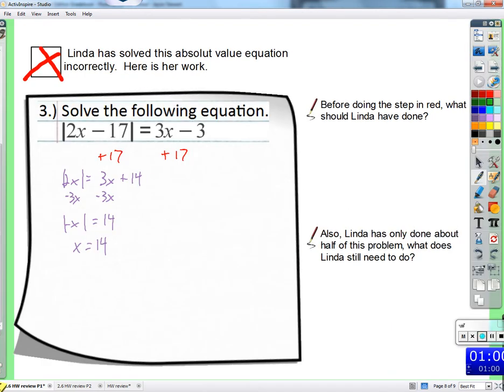Okay, so now we're solving this absolute value equation. Linda has done it incorrectly. Okay, so if you see how it's done correctly, you should be grading that on the quiz, but you should also be taking note in your notes of what some common mistakes are. Did I make this mistake? Do I want to leave a little note for myself to not make this mistake in the future? So this is a really common thing I'm seeing. I'm not sure exactly why it happens.